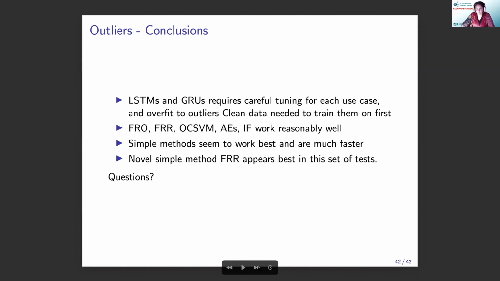So, in conclusion, LSTMs and GRUs require careful tuning for each use case, which is probably what's causing the problem. They are overfitting to the outliers. You would have to have clean data to train them on first, which you would not necessarily have for every system. The feature regression systems, FRO and FRR, one-class SVMs, autoencoders, and isolation forests all work pretty well in most cases. And these are the simplest methods, especially the regression methods. They seem to work best and are generally faster. And in fact, the novel simple method, the feature regression, does appear to be best in this set of tests.